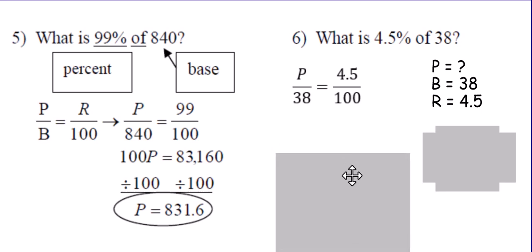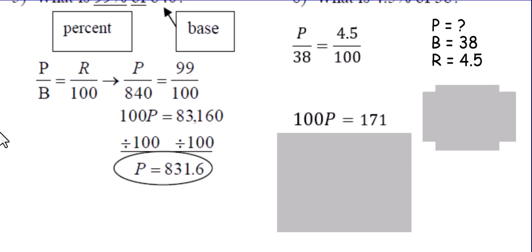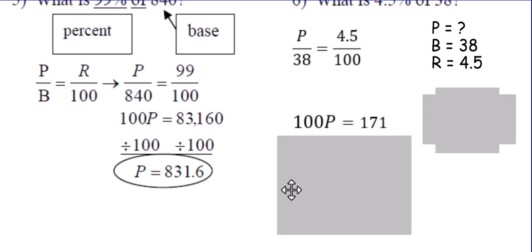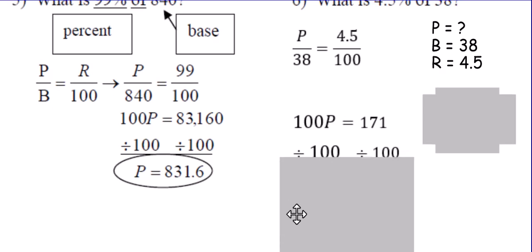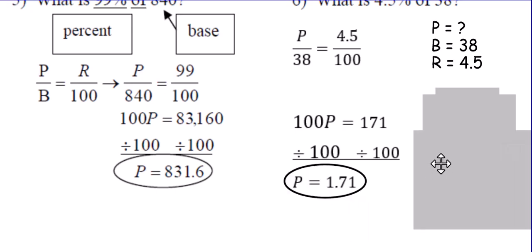When we cross multiply, we've got 100 times P equals 38 times 4.5, and 38 times 4.5 is 171. Divide both sides by 100. Remember, the inverse of multiplication is division, 100 times P, so we divide by 100. That's going to get us that our part is 1.71. I did not round this one to the nearest tenth. It was a short terminating decimal, meaning it ends at some point. There's no need to round it to 1.7.